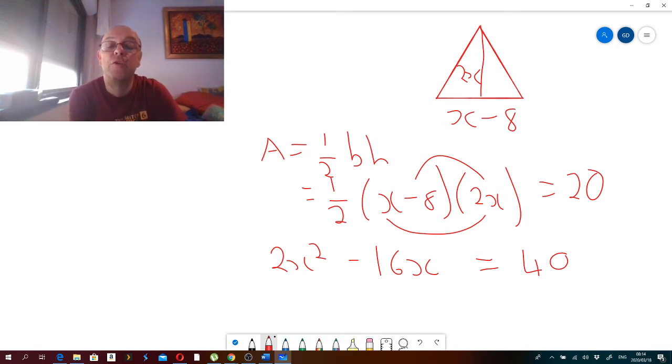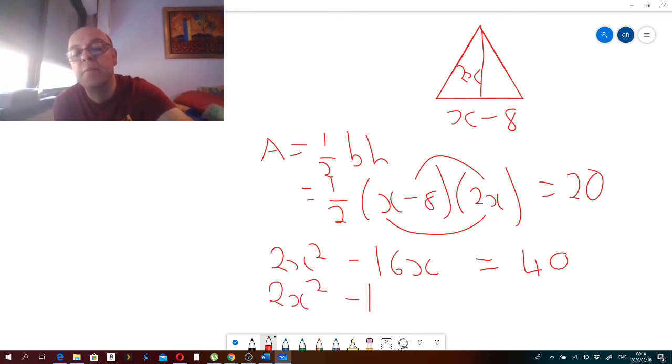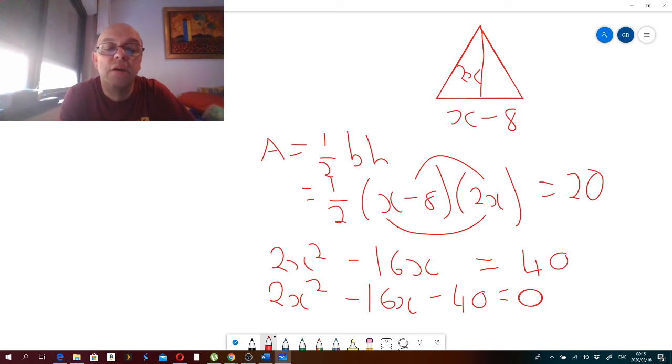Now again, we see we've got a quadratic equation, so let's take all of this over again and make it 0. So 2x squared minus 16x minus 40 must be equal to 0. Okay, so there we go. And then what does that leave us with? Well, the first thing I notice is that all these values, the 2, the 16, and the 40, could all be divided by 2 just to make things a little bit simpler. So I think we can go there first as well.